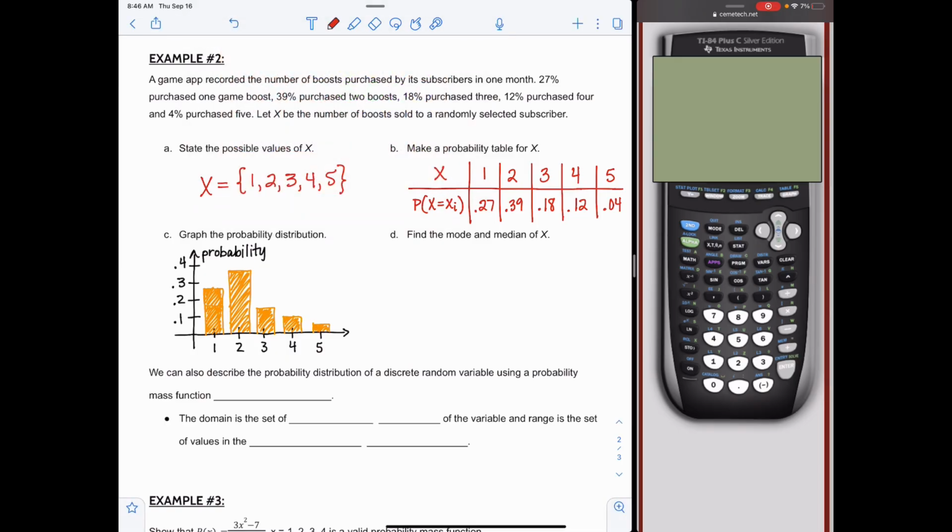All right, so if you wanted to do the bars, that's fine. If you wanted to do the lines with the points, you could have done that as well. It does not matter. Now, part D is asking us to find the mode and the median of X. So remember, the mode is the most occurring value. So basically, my mode is going to be 2 boosts because the majority of the people purchase 2 boosts, 39% of them.